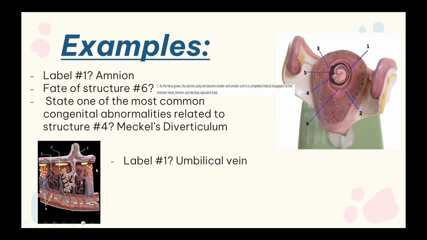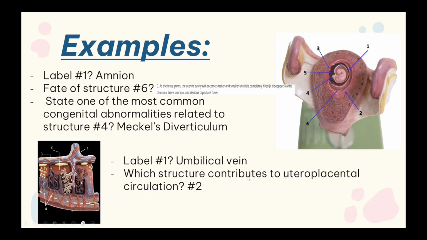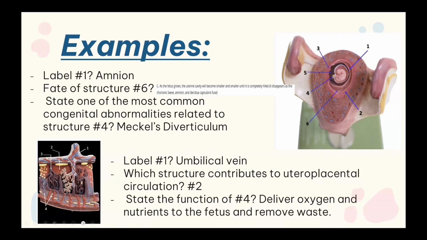And for this picture, here we have the placenta. Label the structure number 1. This is the umbilical vein, and these two in red are the umbilical arteries. Which structure contributes to the utero-placental circulation? Now, utero is related to the mother side. Placental is the fetal side. So in here, they're basically hinting to the space that helps exchange nutrients and waste between those two sides. And it is the intervillous space, which is structure number 2. The function of number 4. These are the maternal blood vessels. They help deliver oxygen and nutrients to the fetus and remove any waste that has come from the fetal side.